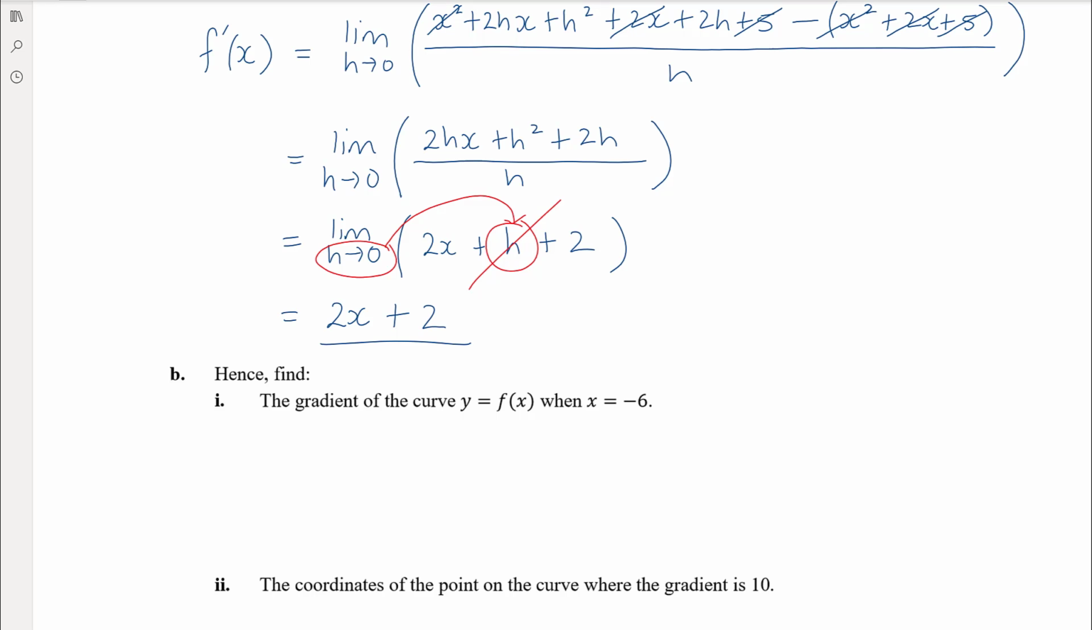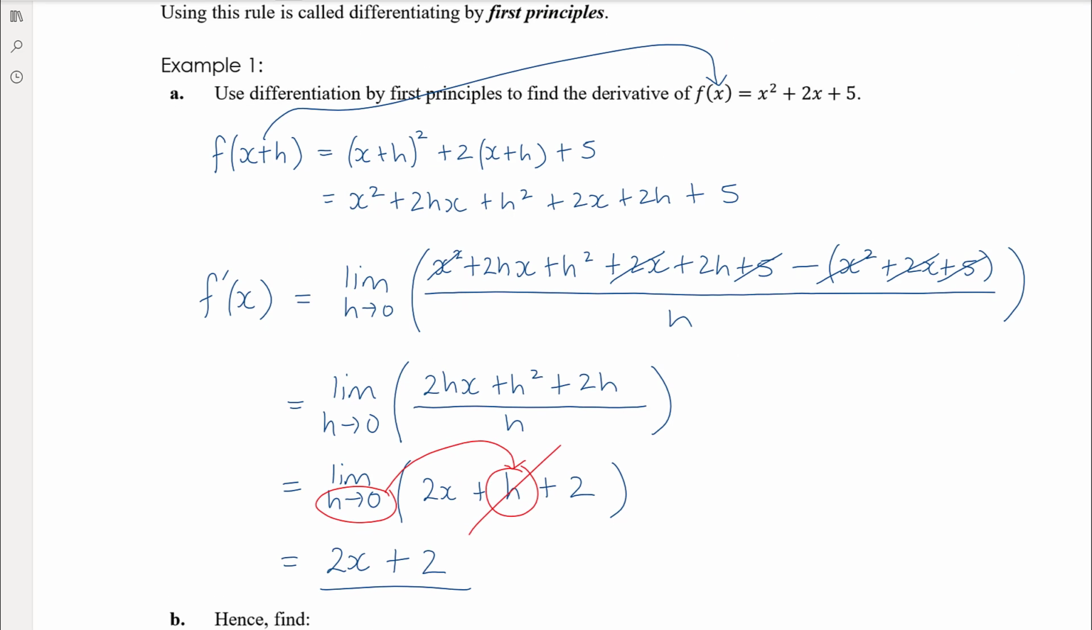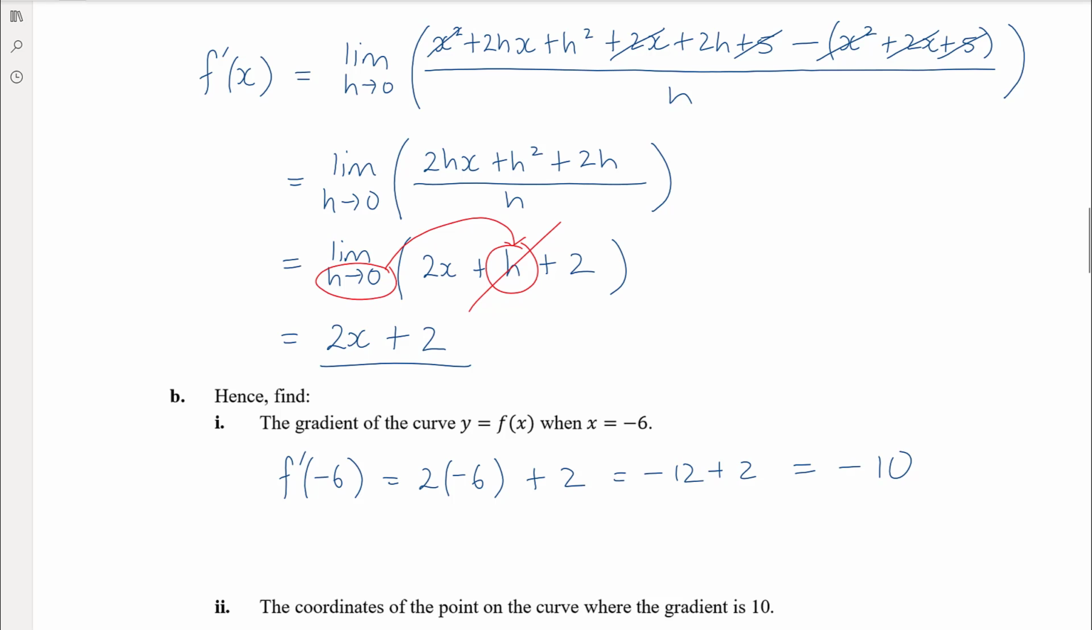So if we want the gradient of the curve f of x when x is equal to negative 6, we want to work out the derivative, the gradient function, when x is negative 6. And so that is going to be 2 times negative 6 plus 2, which is negative 12 plus 2, which is negative 10. So the gradient of this particular curve, this parabola, x squared plus 2x plus 5, at x equals negative 6 is negative 10.